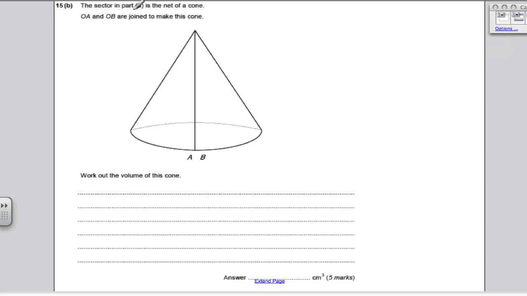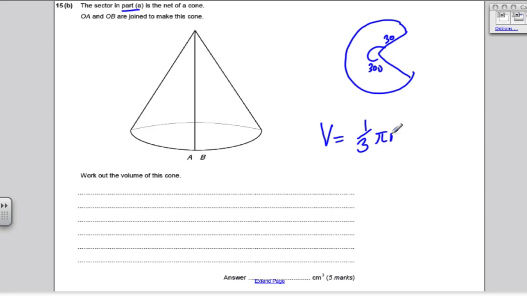15b says that the sector we had in part A, if you remember, looks something like this, where that was 300 degrees, this was 30. It is joined together to make this cone. Work out the volume of this cone. Well, looking at your formula booklet, the volume of any cone is equal to 1/3 pi r squared times the height.